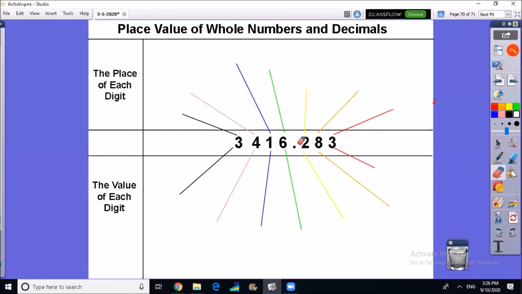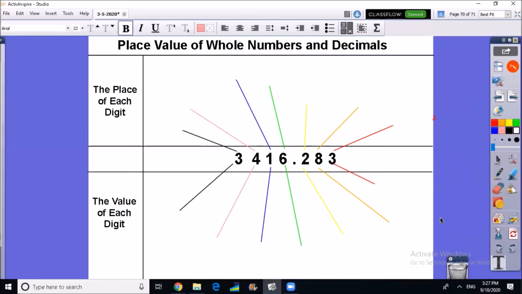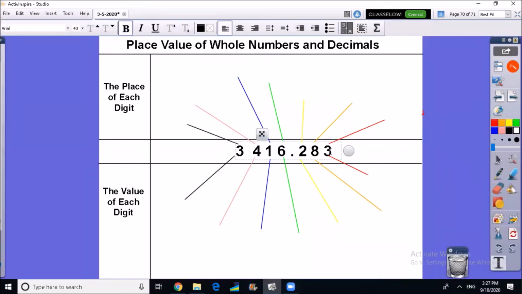Now, forget about the decimal point and what's after it, as if they're not here, as if they're not there. I'm just going to hide them for now. All right, they do not want to hide. Come on, disappear. All right, disappeared. Okay, so what's this number?